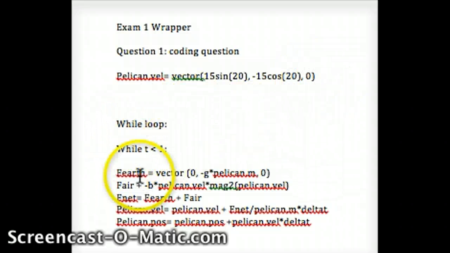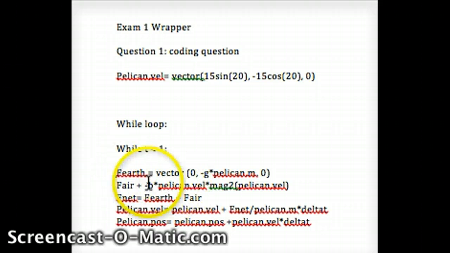Next is the while loop. So all of the lines underneath while t is less than 1 were empty, and we were supposed to fill them in. Typically for a while loop, we have to make sure to define Fnet, because that's what's going to help us define what the velocity and position update formulas are for the motion of our object, in this case the pelican. So looking at all the forces that could act upon the pelican, we have gravity, which is caused by the earth, and drag force, which is caused by air, and those are the two main forces.